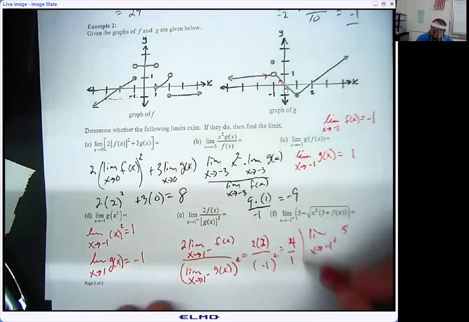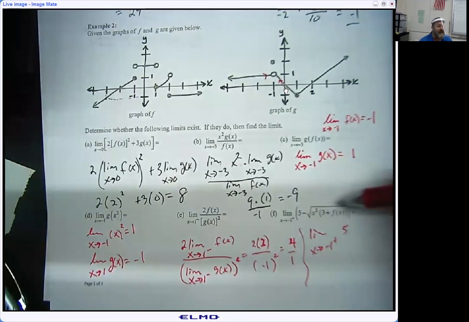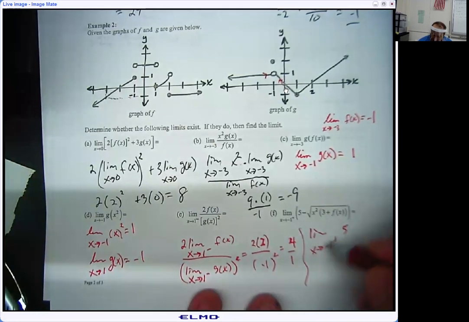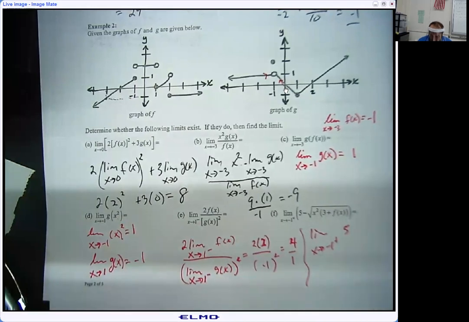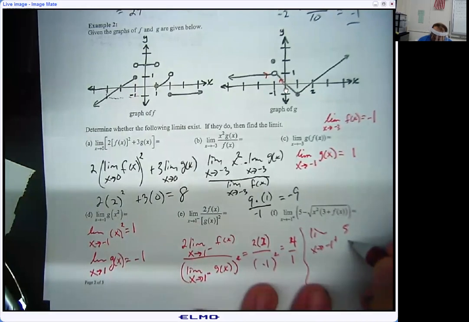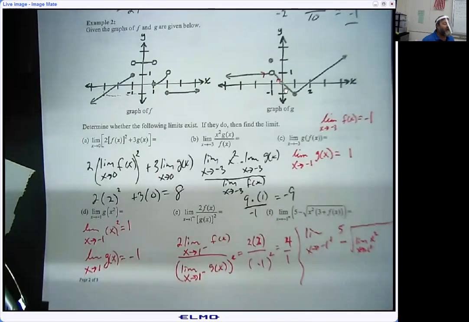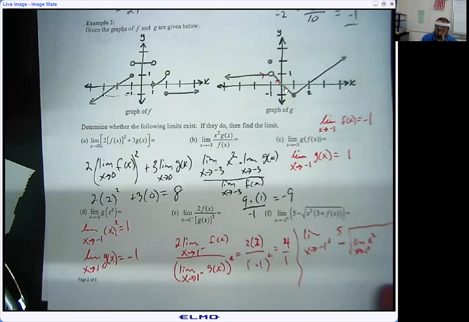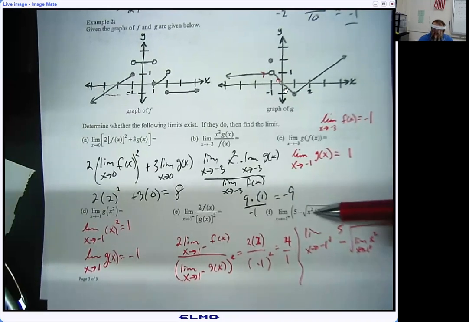And then over here, I think this one should be fairly straightforward. So what should we do on this one? I think we're gonna do the limit as X goes to negative one from the positive side of five, which is sort of trivial. And then we're going to do the limit of all of this stuff on the inside, but we're going to take the square root of all of those limits. And I'm going to run out of room. I can't write that small. But we're going to go inside and find all these limits, and then square root that ultimate result. So I don't have enough room to write all of that down.